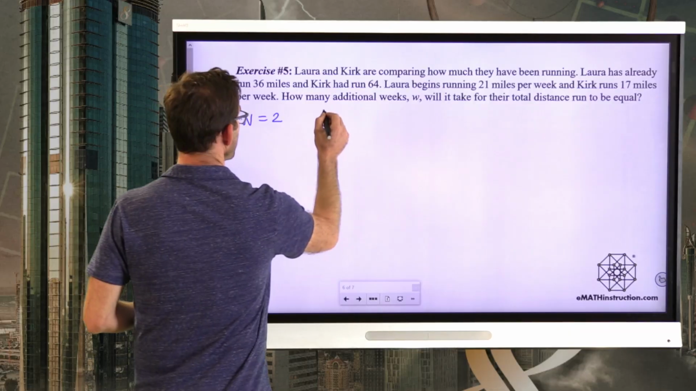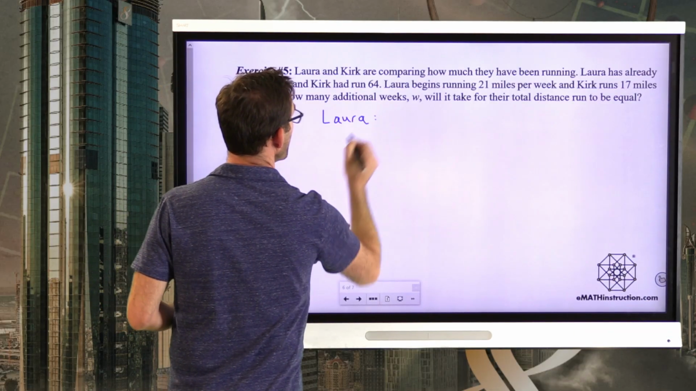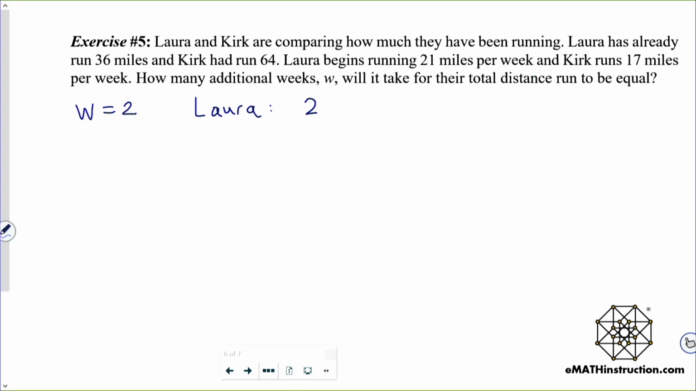So after 2 weeks, to figure out how far Laura had run, we would probably take that 21 miles per week, multiply it by 2, and get 42. And then we'd take 42 and add it to whatever she had originally run, which was 36. And we'd get 78. So this is just after 2 weeks.